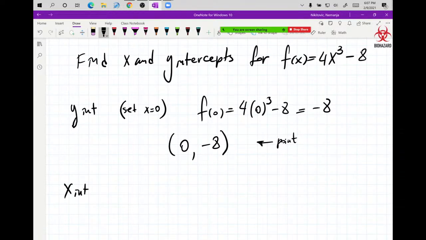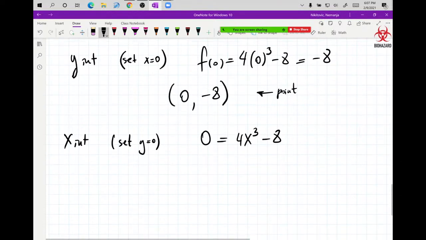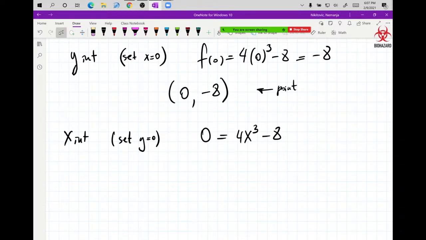Now, for the x-intercept, set y equal to 0. So that's going to be 0 equals 4x cubed minus 8. Now you have to solve the equation. Clearly, it's not always going to be as easy as what you see here, and in some cases it's going to be impossible to do. So we have to use numerical methods and whatever else calculus offers later, not now.